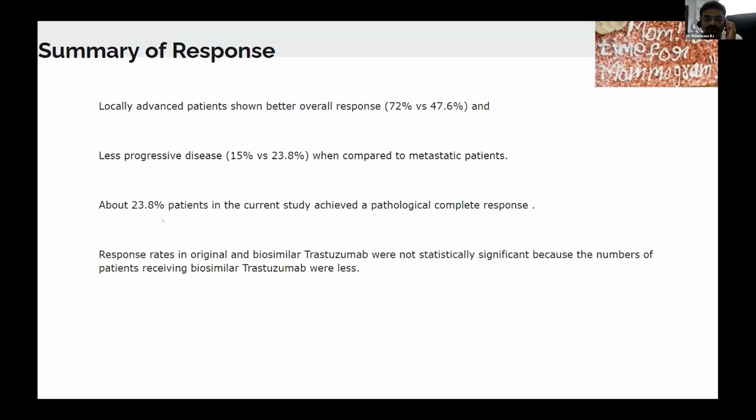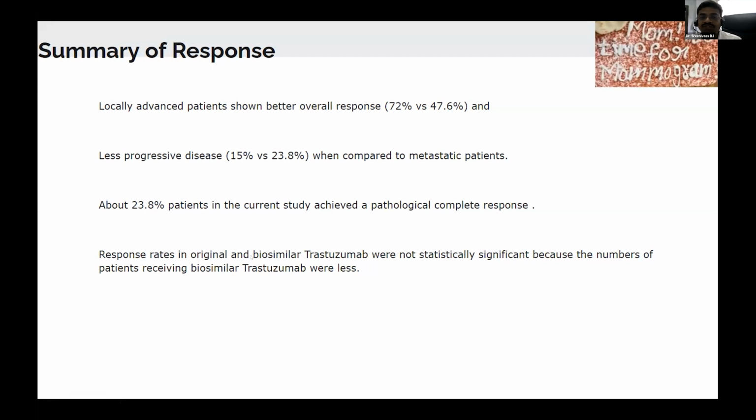Many international studies show that the pathological complete response after neoadjuvant therapy is around 50 to 60% in HER2 positive patients with the pertuzumab and trastuzumab combination. In our study we got 23.8% of the patients, but not all the patients had neoadjuvant chemotherapy. Some of the patients had surgery and then came for adjuvant chemotherapy. That is why the numbers are less, and the response may also be less numerically.